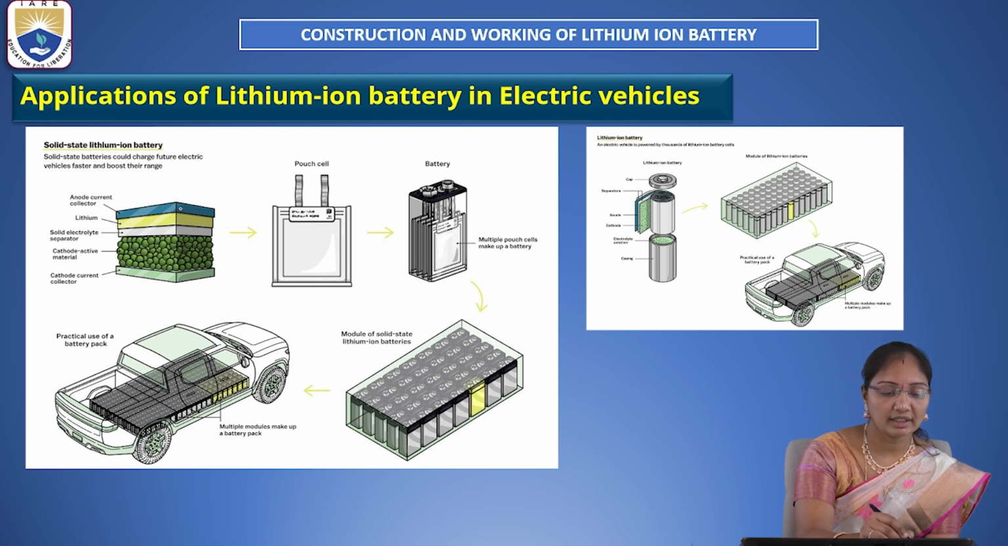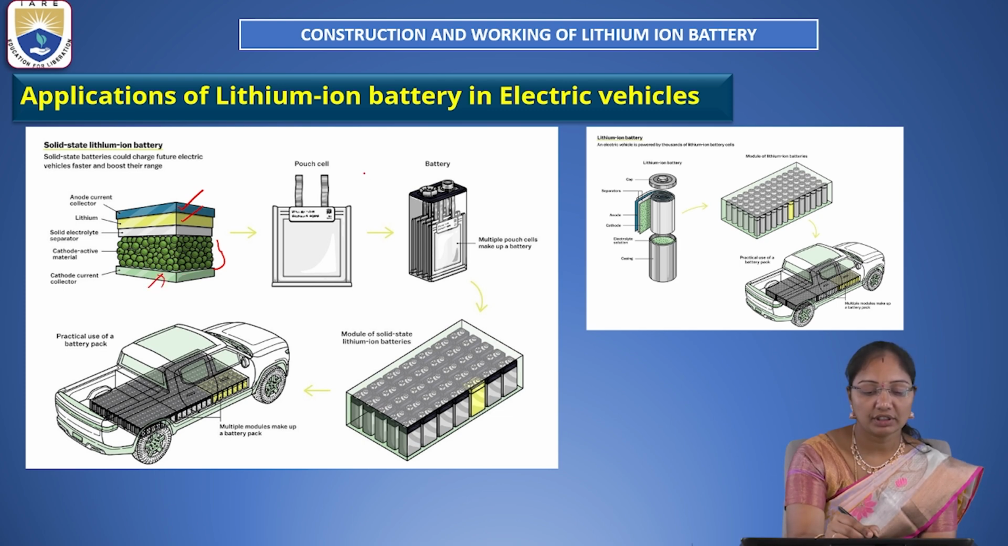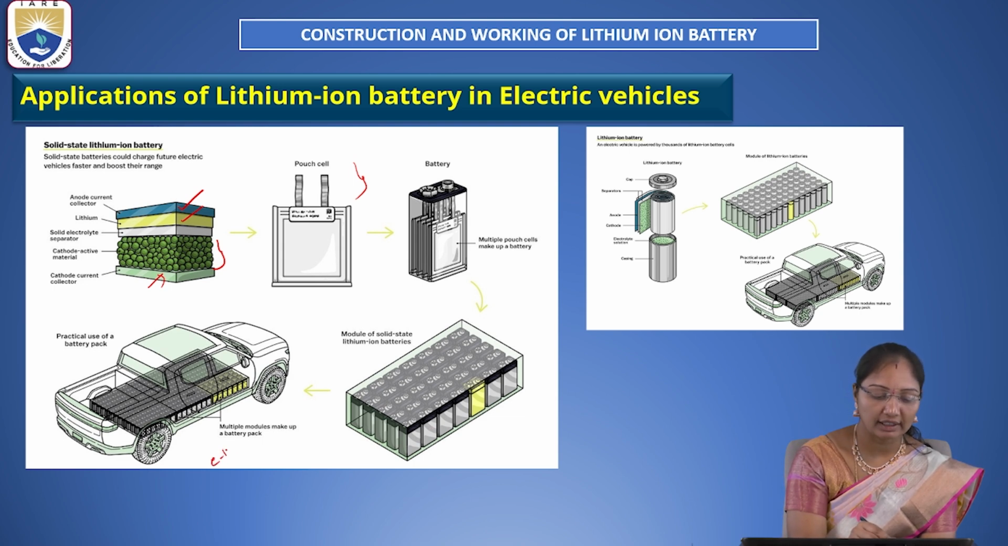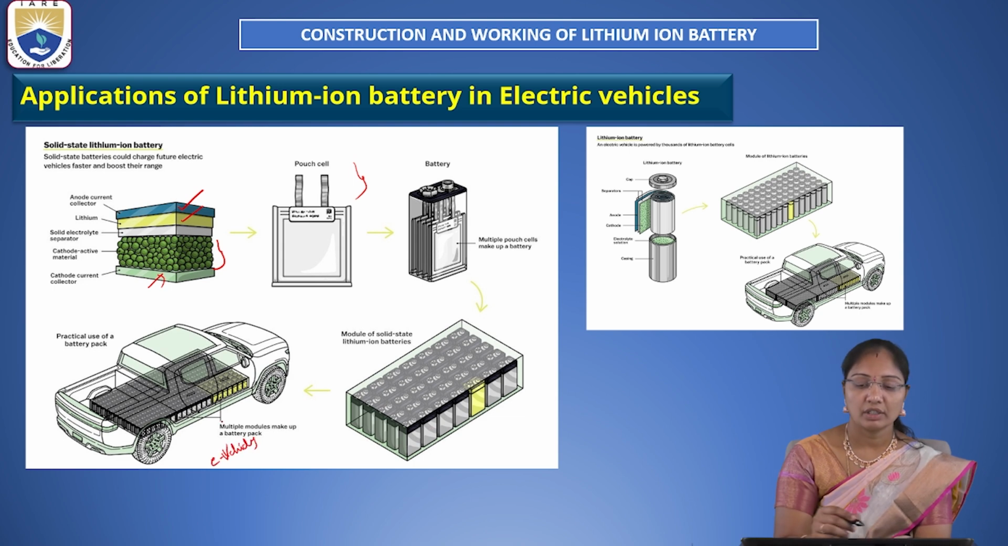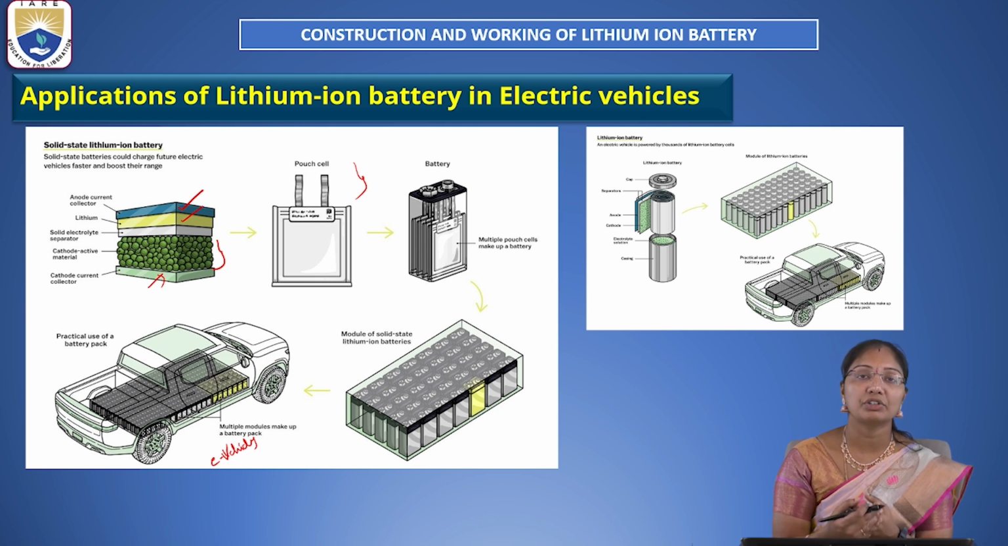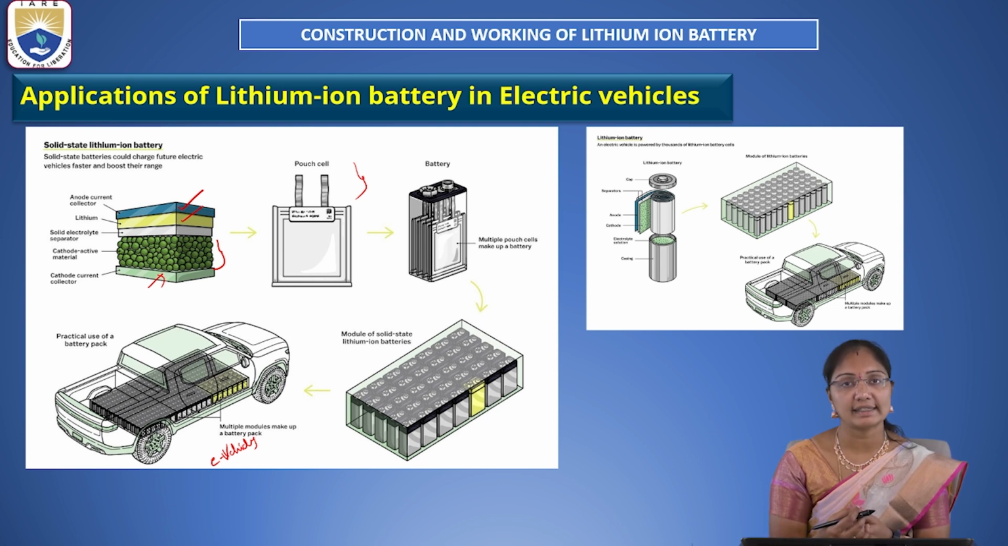Here we can see the anode current collector. Then this yellow one is the lithium, and the solid electrolyte separator, the cathode active material, and the cathode current collector. So this is available in the pouch cell. Multiple pouch cells make up a battery. Again, this module of solid state lithium ion batteries is used in e-vehicles, electrical vehicles. Here, once it is charged, the reaction goes from left to right, and when discharged, from right to left. So this chemical reaction is activated by the supply of electrical energy.